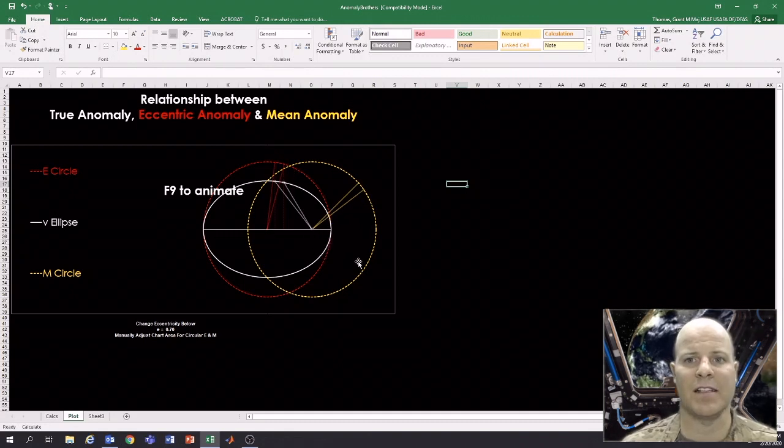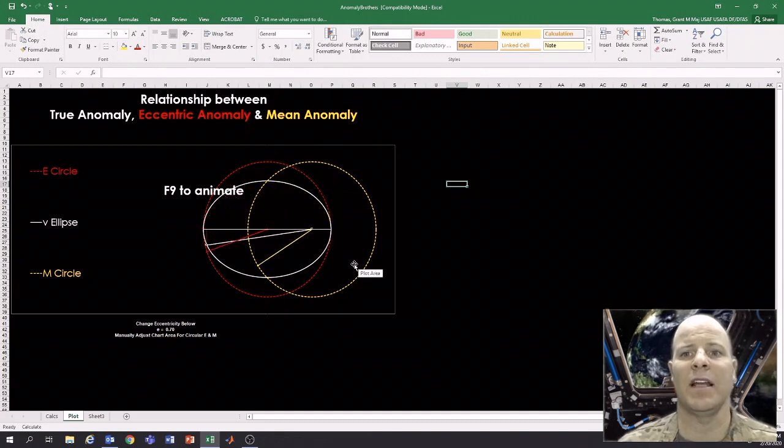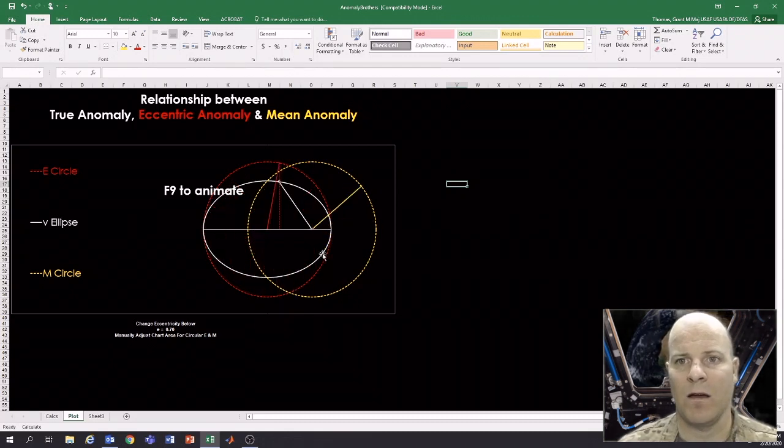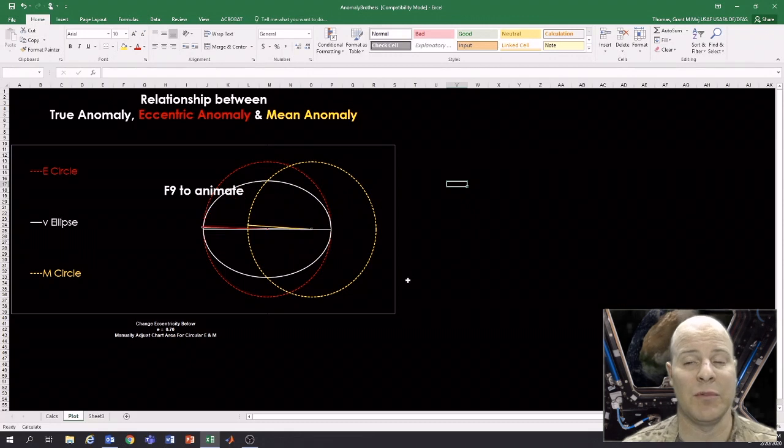And what you'll notice is as I animate this, and as our satellite moves around the elliptical orbit, its speed is not constant. It kind of whips right around here by perigee, and then kind of slows down as it gets out here to apogee. And the eccentric anomaly, the red angle, is also kind of both accelerating around perigee and also slowing down around apogee. But this yellow angle, the mean anomaly, is actually staying constant. And so that's kind of the relationship that we end up exploiting with Kepler's equation so that we can kind of relate these three things.